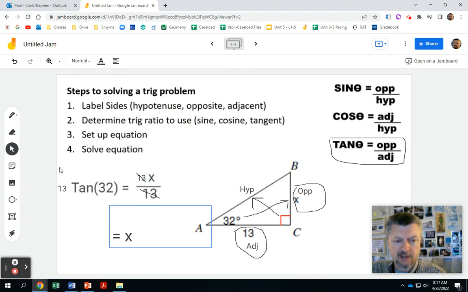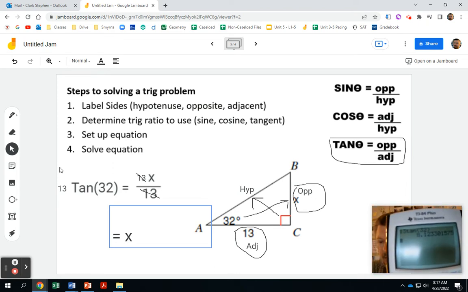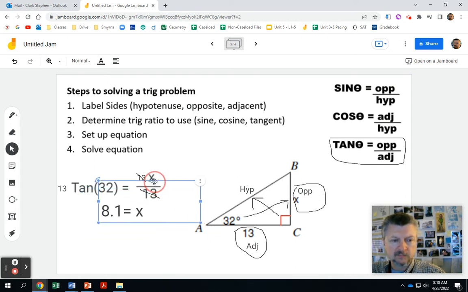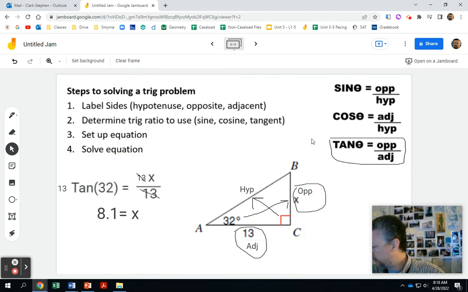13 times tan 32. And I got 8.12. So I'll round that to 8.1. All right, so we're going to get 8.1. Let me see if I can get this in here. 8.1. There we go. All right, so that's number 10.